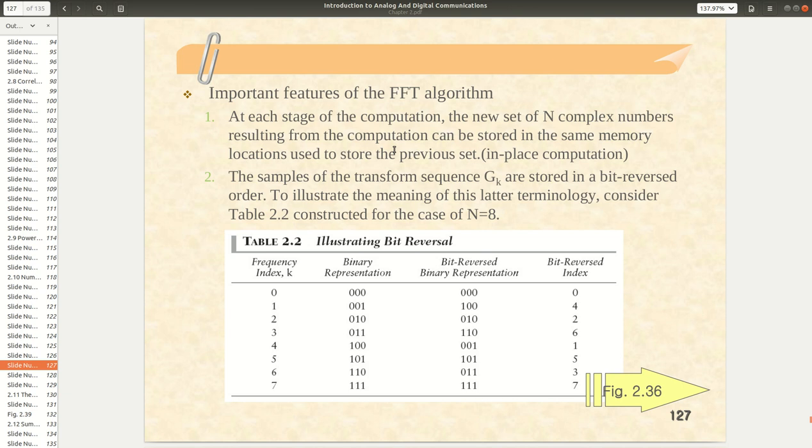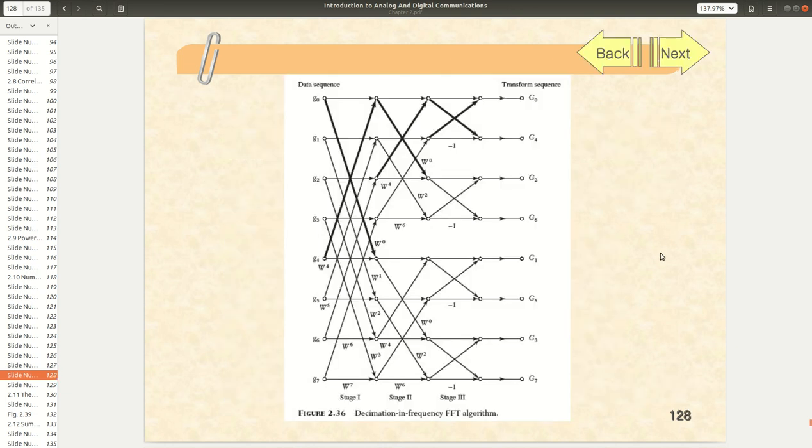So as I said here, at each stage the number of complex results from computation is stored in the same memory. So they save memory and save the number of computations, so it may make it more efficient.